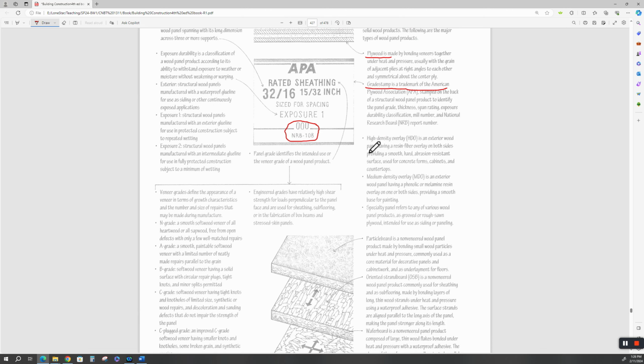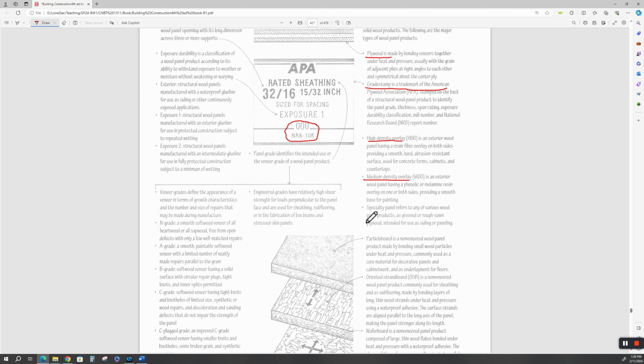High density overlay, HDO, is an exterior wood paneling having a resin fiber overlay on both sides, providing a smooth, hard, abrasion resistant surface. It's used for concrete forms and cabinets and countertops. Medium density overlay is an exterior wood paneling having a phenolic or melamine resin overlay on one or both sides, providing a smooth base for painting.